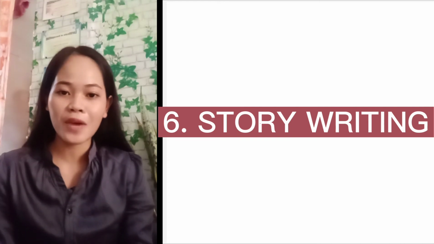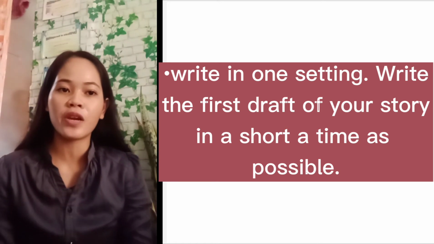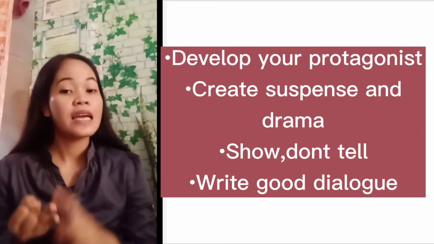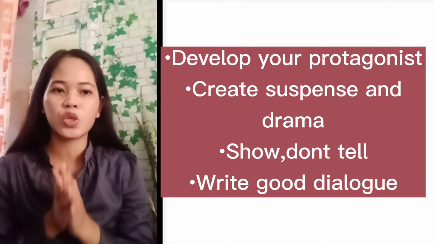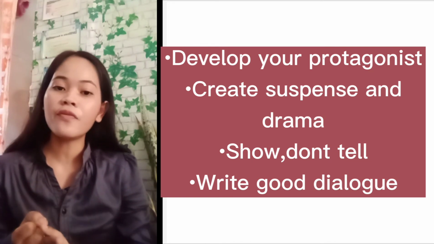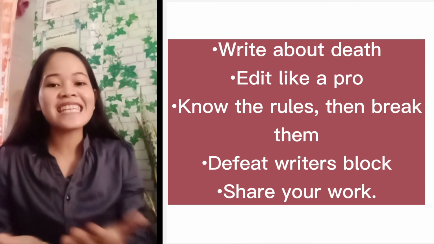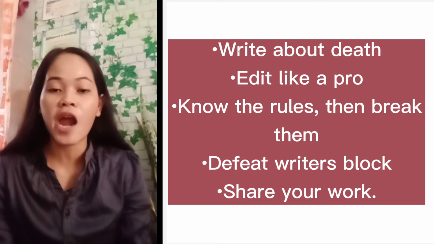Let us move on to number 6, story writing. First, write your setting, and write the first draft of your story in as short a time as possible. Second, develop your protagonist, then create suspense and drama. Fourth, show, don't tell. Then fifth, write good dialogue. Sixth, write about death. Seventh, edit like a pro. Then eighth, know the rules, then break them. Ninth, defeat writer's block and share your work.